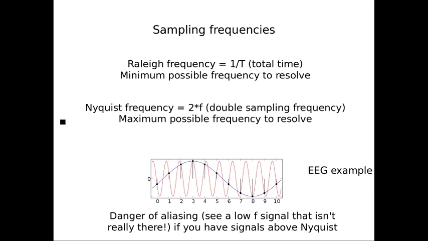And then the second is the Nyquist frequency, which is double the sampling frequency. And this is the maximum possible frequency that you can resolve. So if you want to resolve a signal that is 5 hertz, your sampling rate needs to be at least 10 hertz.